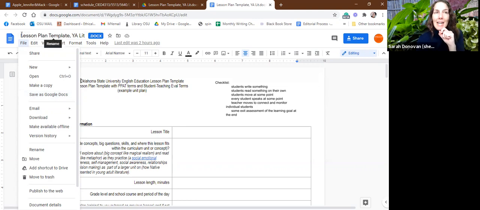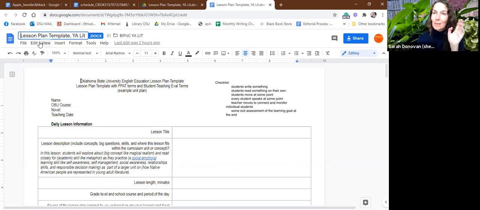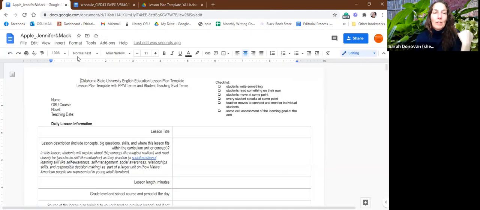I would also rename it so I don't have a whole bunch of documents shared with me that just say lesson plan and I don't know what it's about. So you can name your book or your names. That's fine too. So what we've done here is we've put Apple because we're looking at the book Apple, and Jennifer and Mac are the teachers.